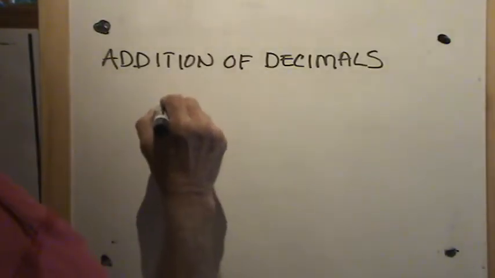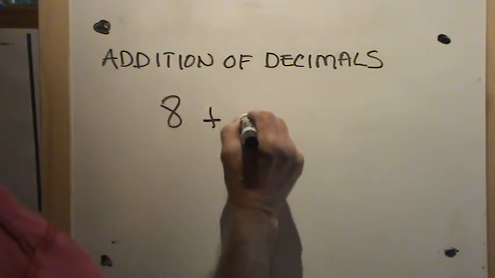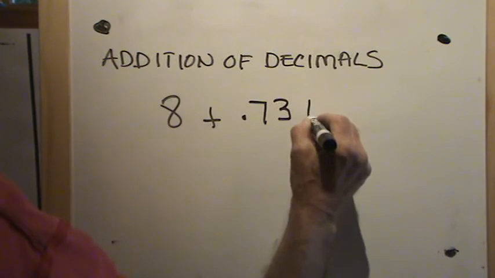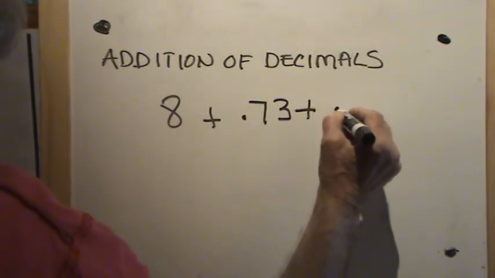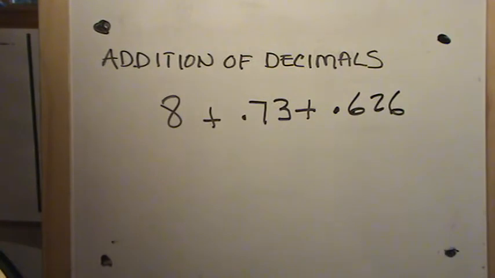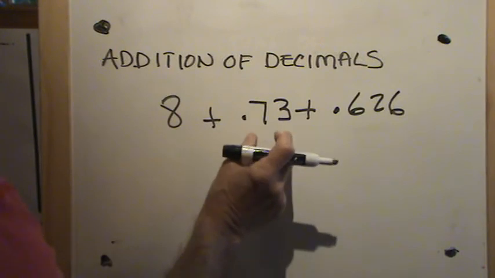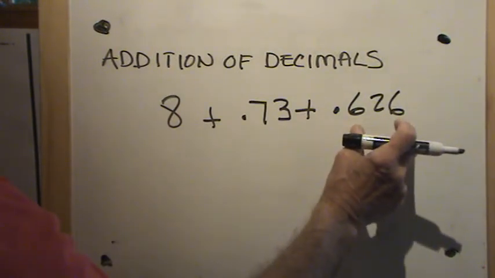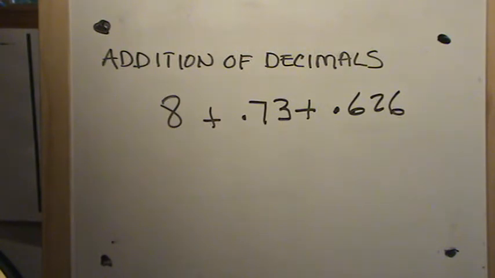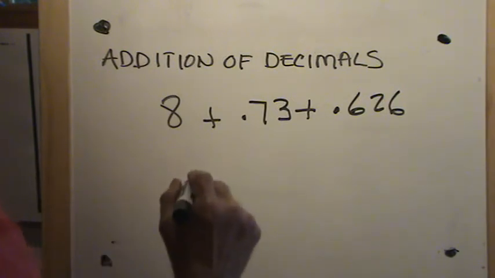Let's try this. We have a whole number 8 plus 73 hundredths plus 626 thousandths. So the whole number, remember what we do with that, plus 73 hundredths plus 626 thousandths. We'll put the video or DVD on pause, work the problem, and then turn it back on again, and we'll go over it. Okay, excellent.